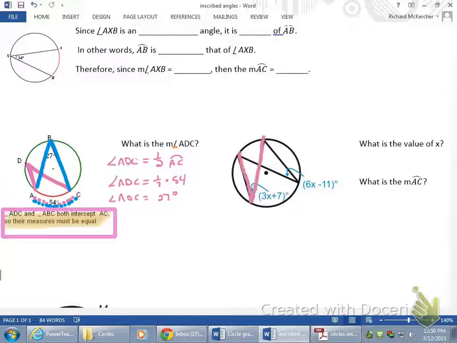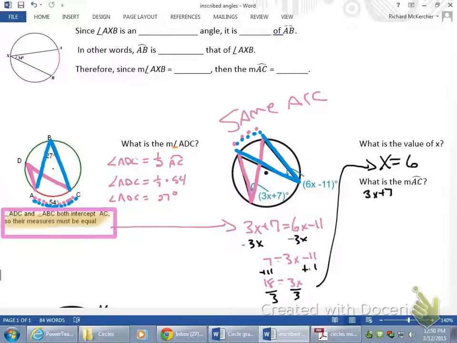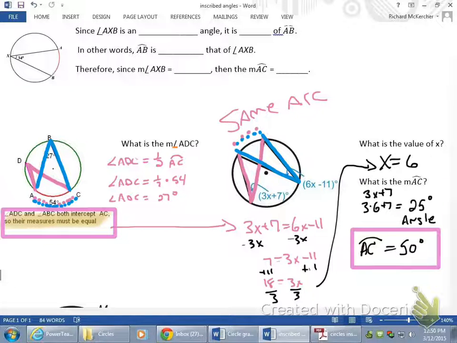So first thing I notice, of course, is that the 3x plus 7 angle, the purple angle, and the blue angle actually intercept the same exact arc, don't they? So because they're the same arc, we know that the angles have to be the same, and I can just use my algebra skills to find out what x is. Once you know x, you can always plug back in to find the missing angle.